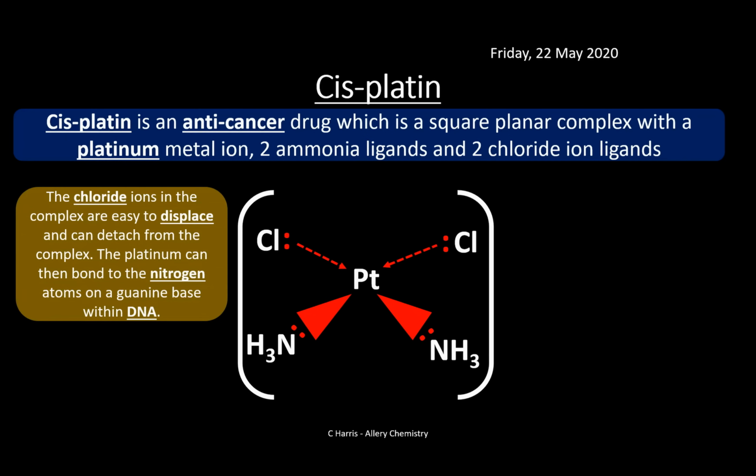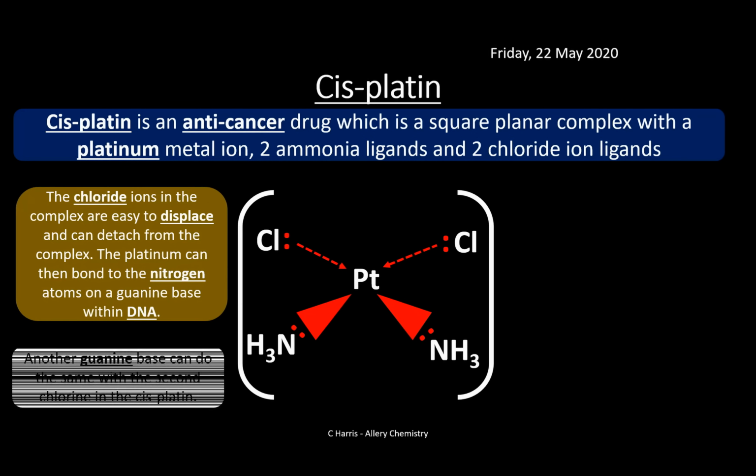So how it works is the chloride ions in the complex are really easy to displace, and they can detach themselves from this complex fairly easily. And so the platinum, this bit here in the middle, can then bind to the nitrogen atoms in the guanine base within the cancer cell's DNA. So this can bond quite nicely. These can break off fairly easily. They're quite weak bonds, remember, they're coordinate bonds.